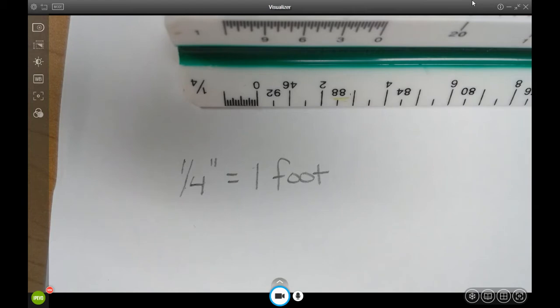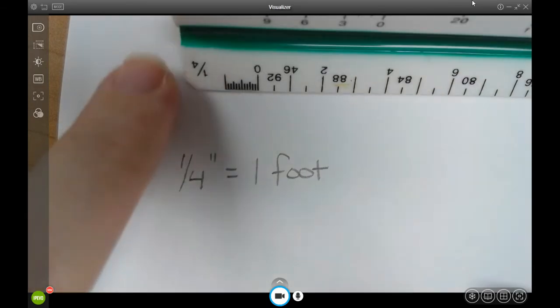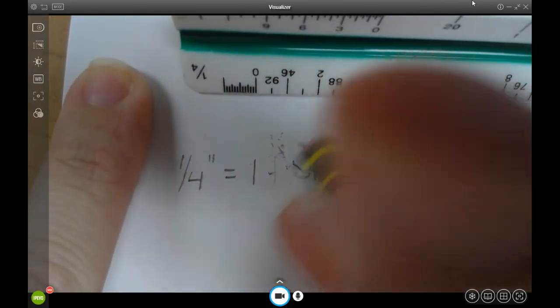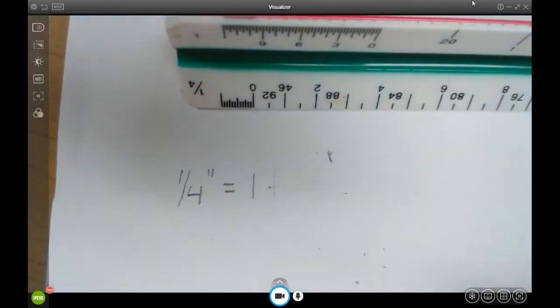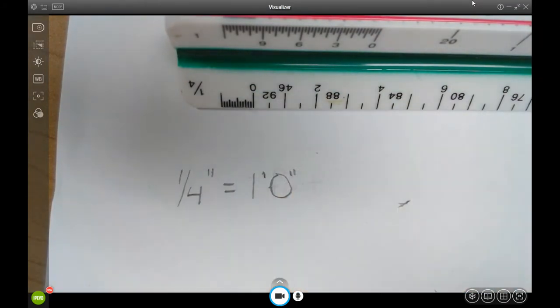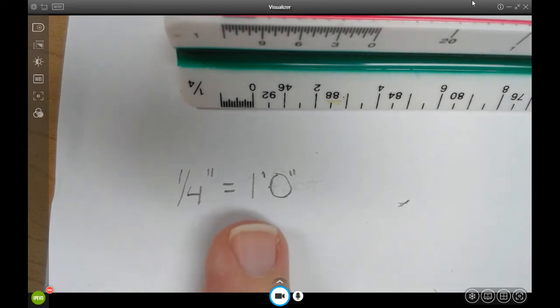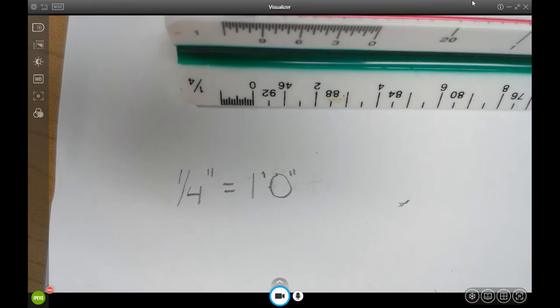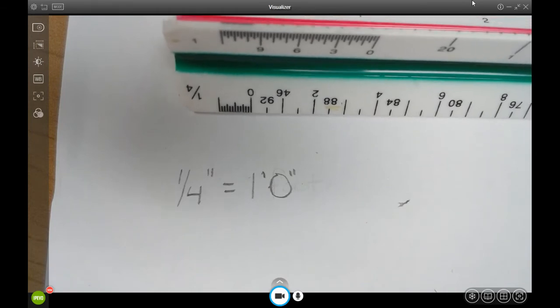So on our drawings that we will eventually do, we'll have to identify what scale we're using. If you use 1/4 of an inch equals 1 foot scale, okay, or what we could do is write it out using our architectural units. We could also write it out like that. More times than not, you'll see it written out like that to use the proper architectural scale units.